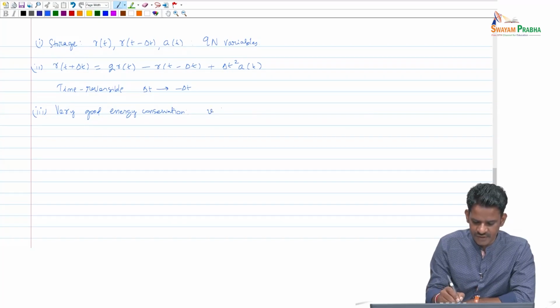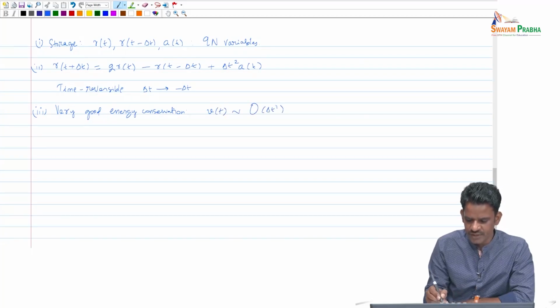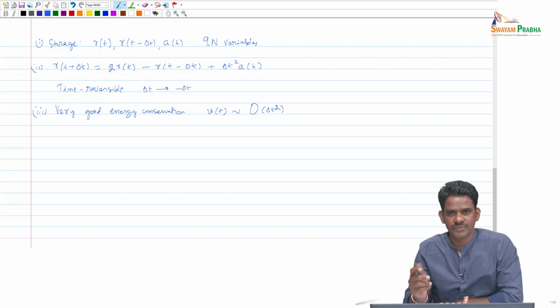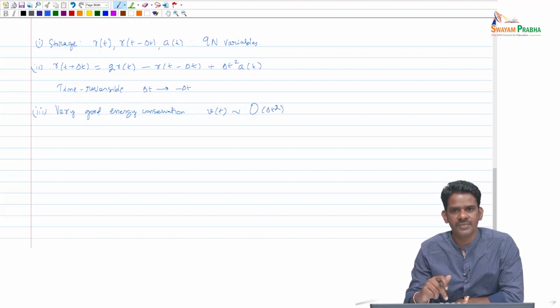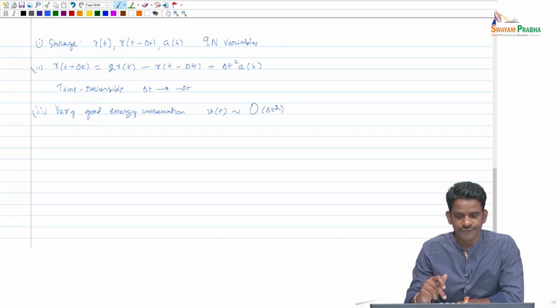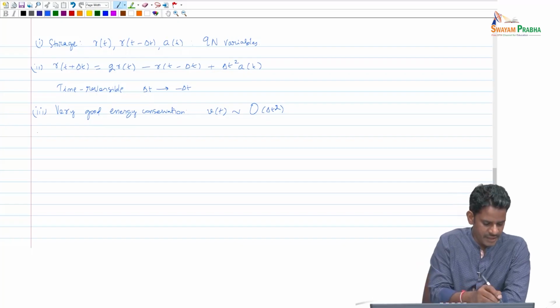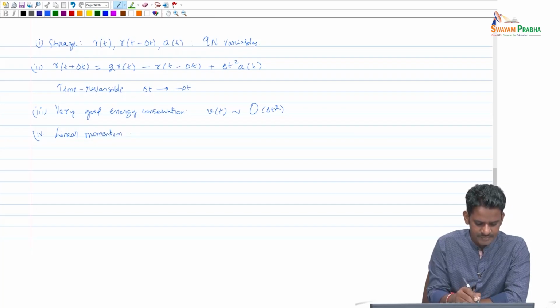You have to remember that the velocity was of the order of delta t square. So, that means we are truncating higher order terms in velocity prediction. So, this is going to add some drift in the kinetic energy. So, it is not strictly conserving kinetic energy, but it does reasonably well in terms of conserving energy, and then this linear momentum is conserved. So, these are some of the features of this particular algorithm.